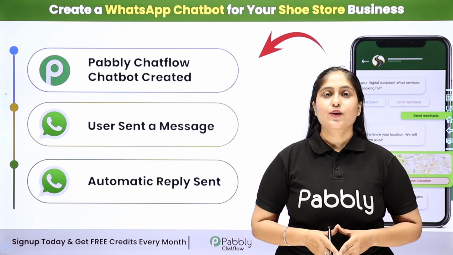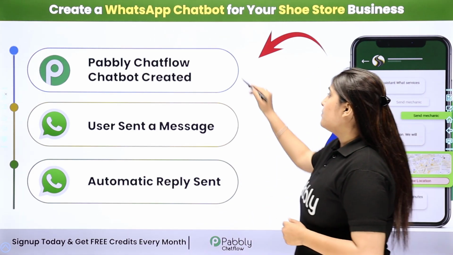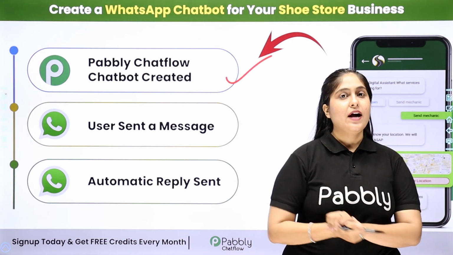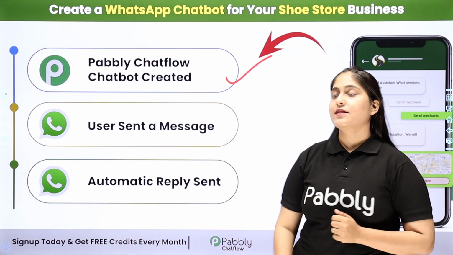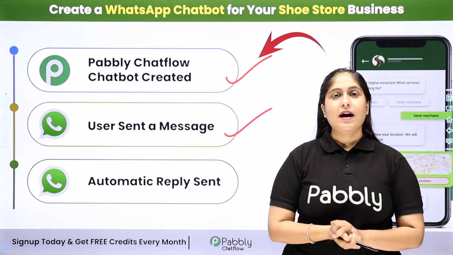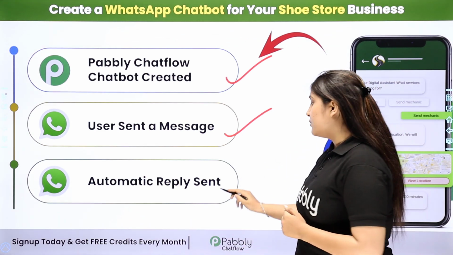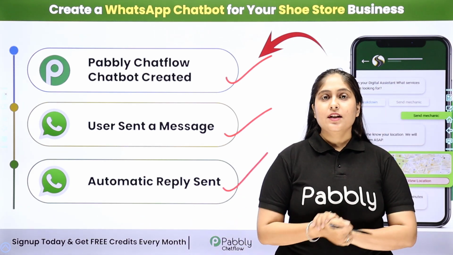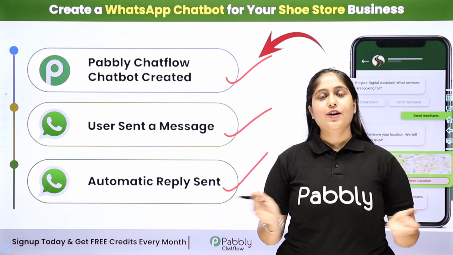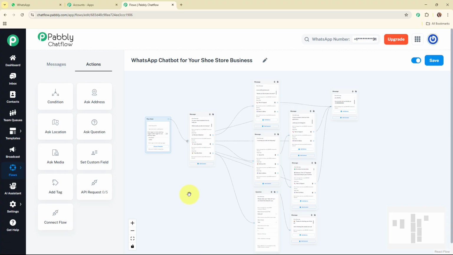So here we are going to follow a process. We are going to create a WhatsApp chat bot using Pabbly Chat Flow, and then whenever a user is going to send a message to our WhatsApp chat, then automatically our chatbot is going to reply to that message. So here if you wish to learn about this chatbot in detail, then let me take you to my screen. Welcome to my screen.